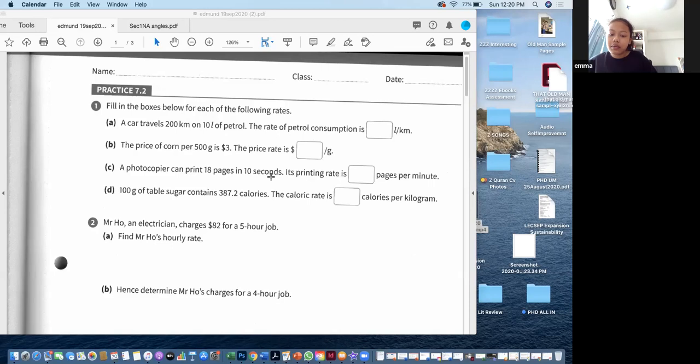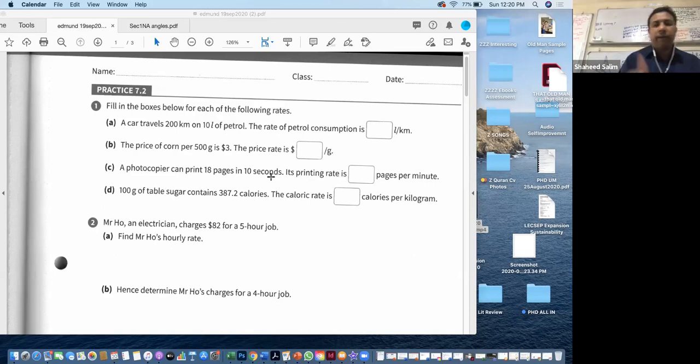$108. 108 is correct. Well done. Now, 10 seconds you times by 6 to make it 60 seconds, which is 1 minute. Times this by 6. Well done. Yeah, times this by 6. Next one.